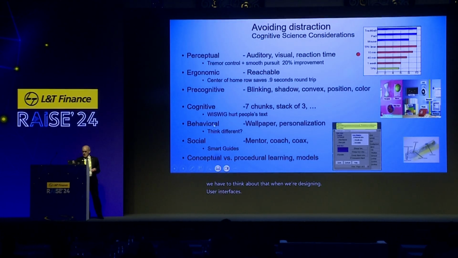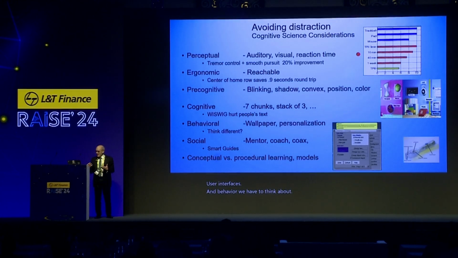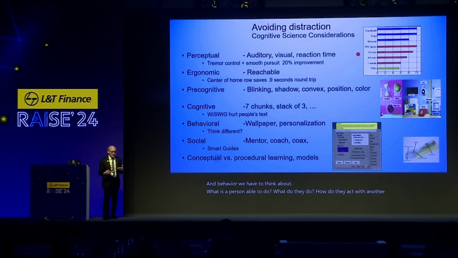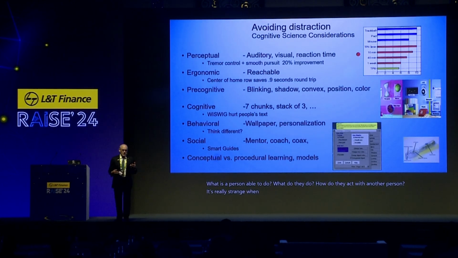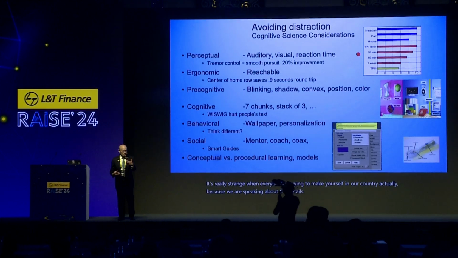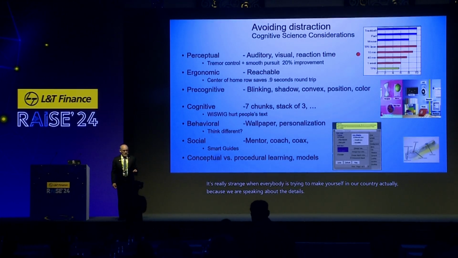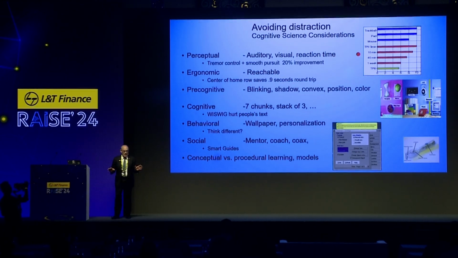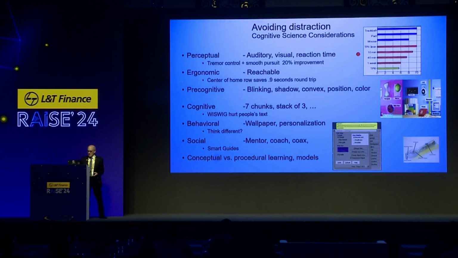And behavioral, we have to think about what is a person able to do? What do they do? How do they act with another person? It's really strange when everybody is now falling off of the Taj Mahal while they're trying to take a selfie. In our country, actually, because we aren't thinking about behavioral issues when we're designing our user interfaces for telephones, more people are now dying by texting than by drinking. We used to have a big problem with drinking and driving. No. Now it's computers and driving.